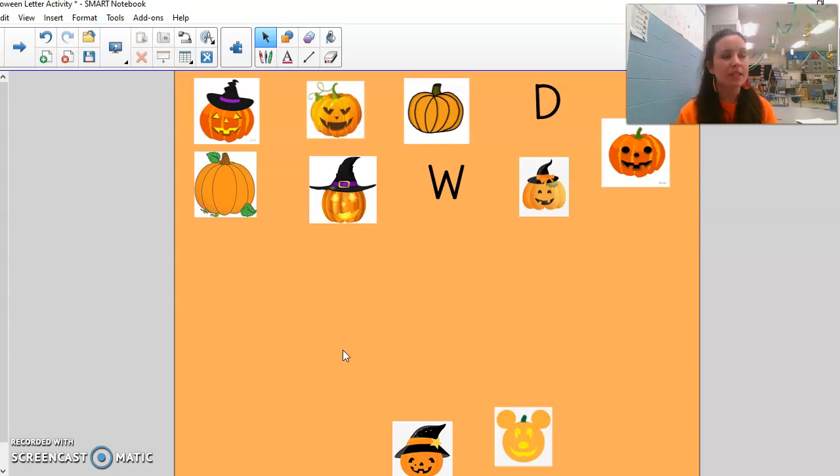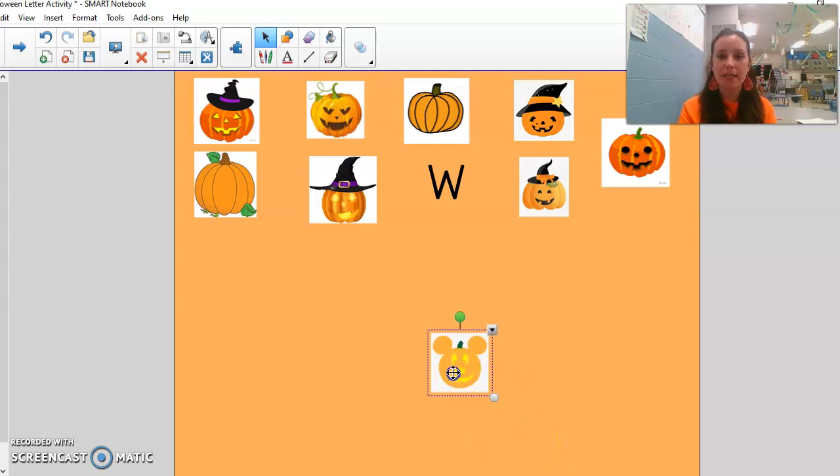Which letter makes the D, D, D sound? Good. This pumpkin makes the D, D, D sound. Now, which one, this is tricky, makes the W, W, W sound? Which one would make the W, W, W sound? Write that beside this pumpkin that kind of looks like Mickey Mouse.